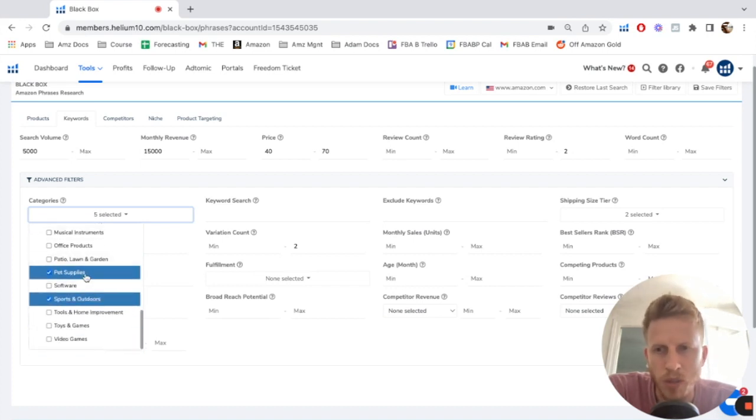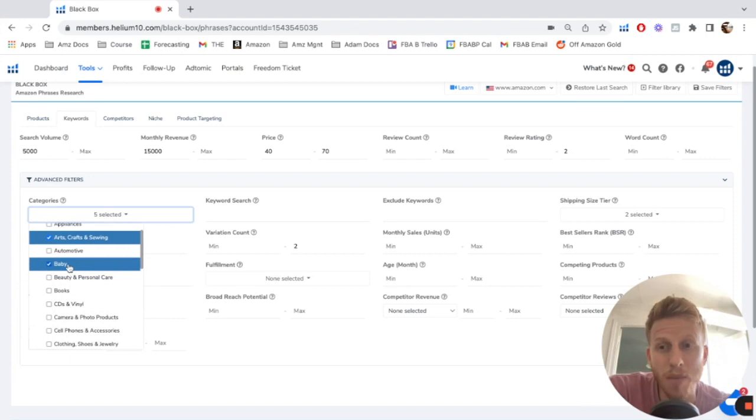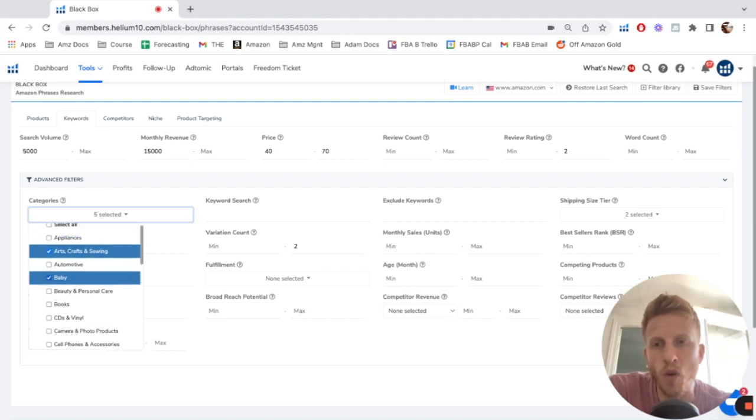But I'm going with pet supplies, sports and outdoors. I like these niches because people generally are passionate about sports. They're passionate about their pets. So generally when people are more passionate about something, they spend more money. So again, I'm going to go for baby because of that. People are kind of passionate about their babies, I hope and I think. So yeah, you want to go for things that people are passionate about.